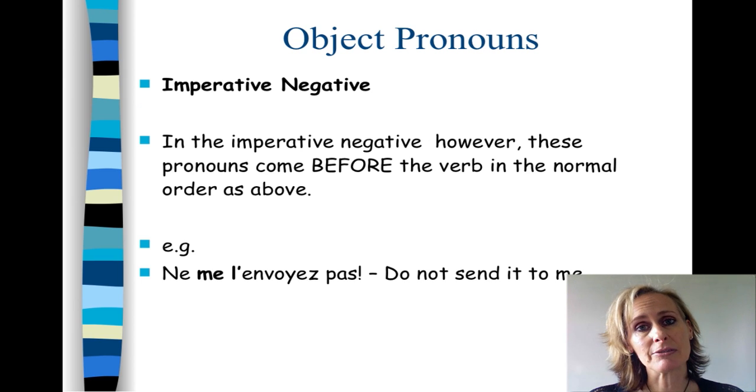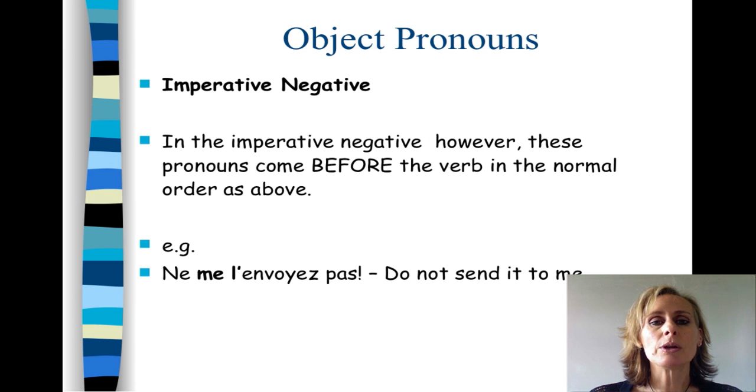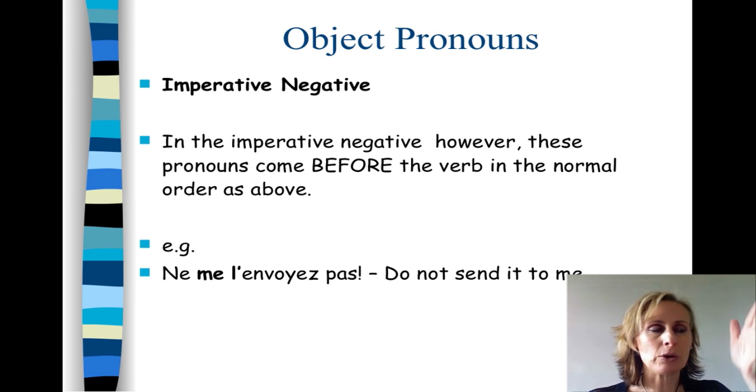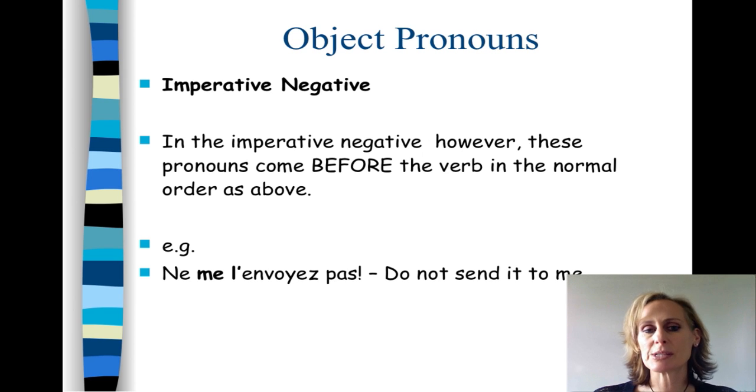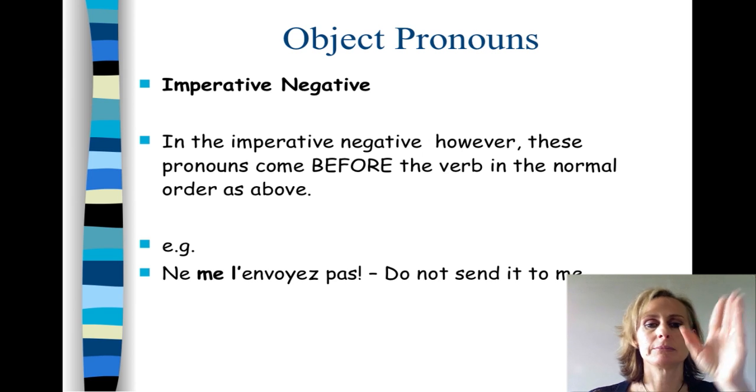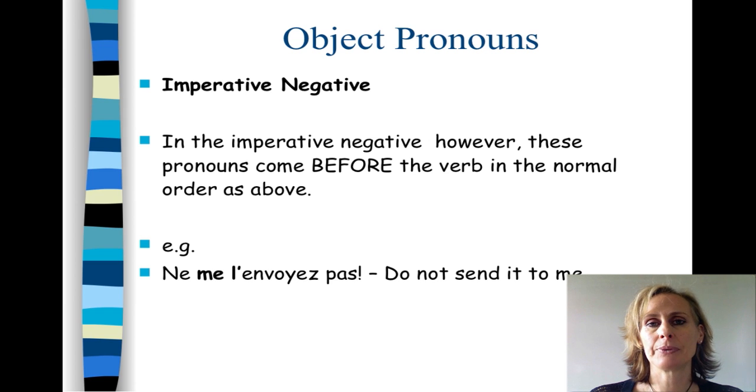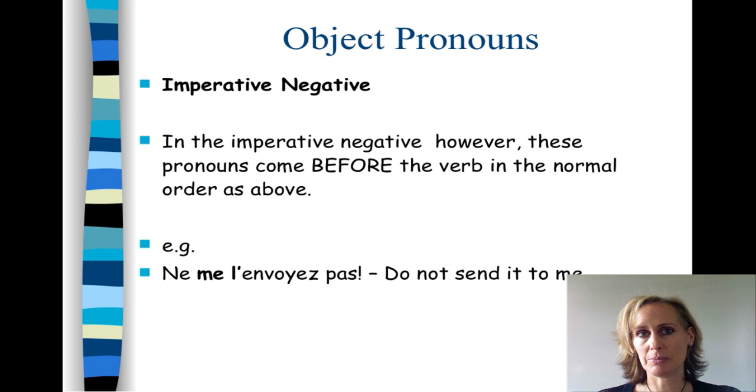Okay, so what about the negative when we say don't? This is pretty easy. All that happens is they go back to normal. They follow the rules that we spoke about earlier, which is that they come before the verb and they go in the order according to that flag. Okay, for example, ne me l'envoyez pas, and the exclamation mark, don't send it to me. So as long as you've got those rules down in your head, they must come before the verb and they come in that order, except when we're giving an order, the imperative in the affirmative, and then they come after the verb. Direct, indirect, y, en. There we go.